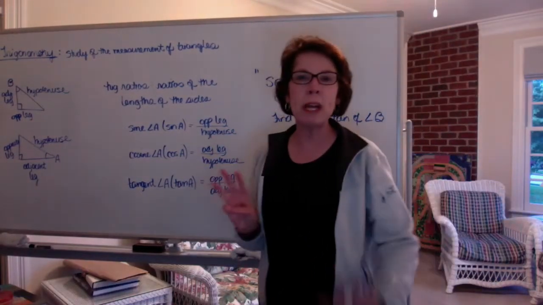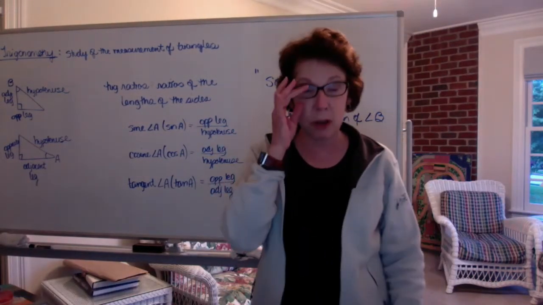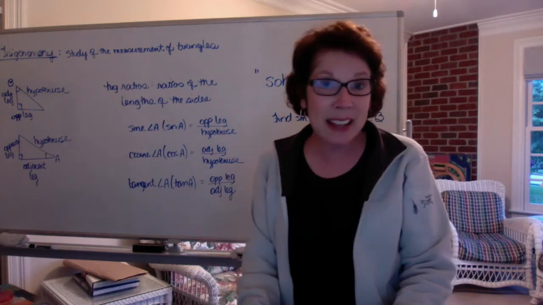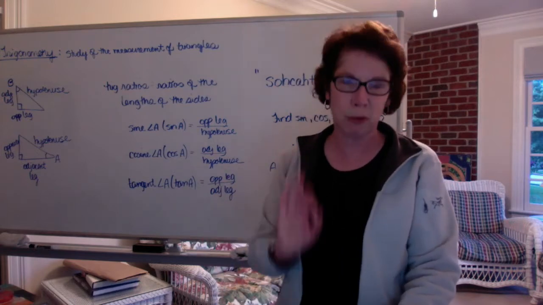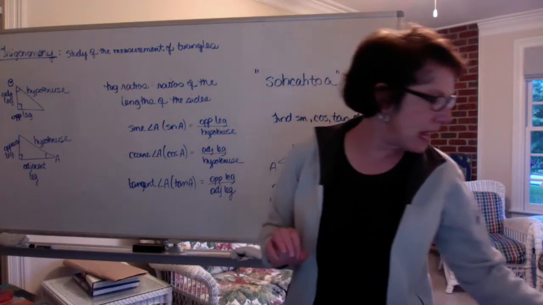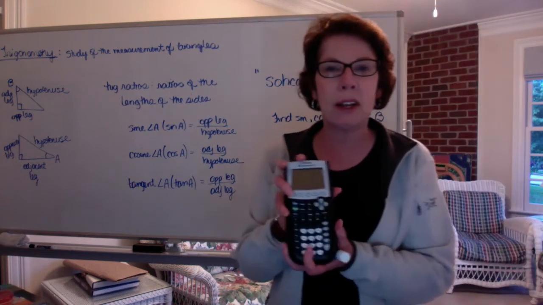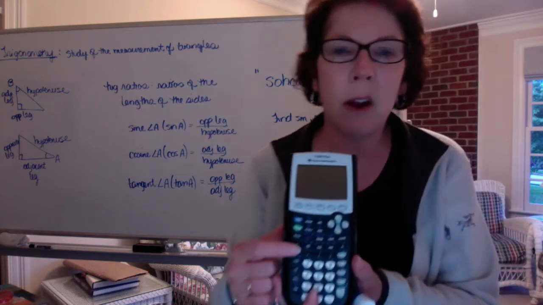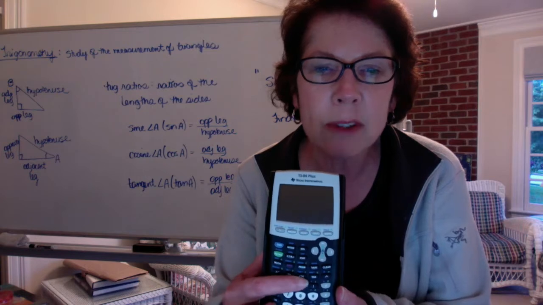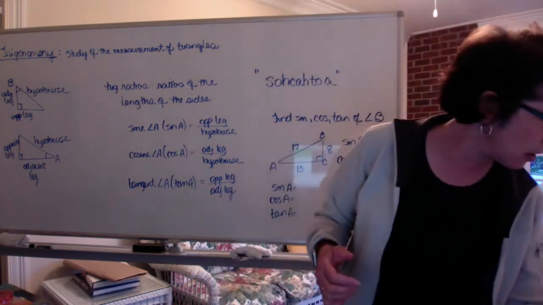Okay, now there's 3 trig ratios that we're going to learn this year. Next year we'll bump it up to 6. But for this year, we'll start with 3, the basic 3. And these are actually the 3 that are on your calculator. We'll learn tomorrow how to use them. But if you look here, you've got sine, cosine, and tangent on your calculator.